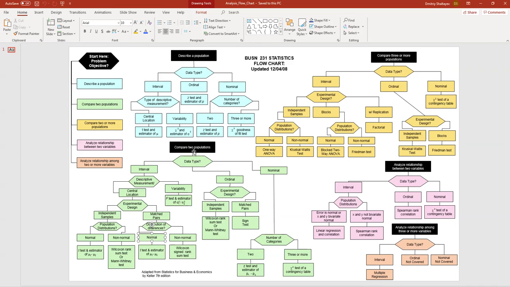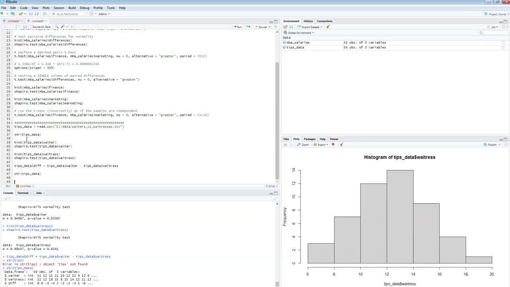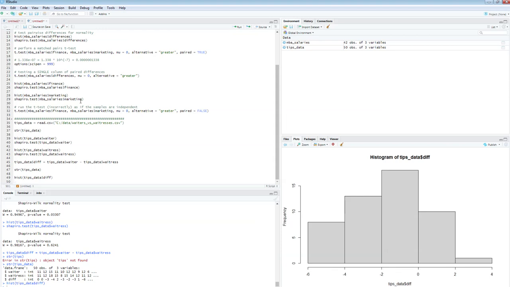Compare two populations. True. Interval data, I'm looking at the means or centers, right? Experimental design, they're matched pairs. Waiter and waitress come from the same place. Is distribution of differences normal? That's my big fat question. So let's go back and let's look at the histogram. Histogram is just a visual thing, right? Appearances might be deceiving as we saw. So tips data, column called diff. Not too bad, but now we have to ask Shapiro test, right?